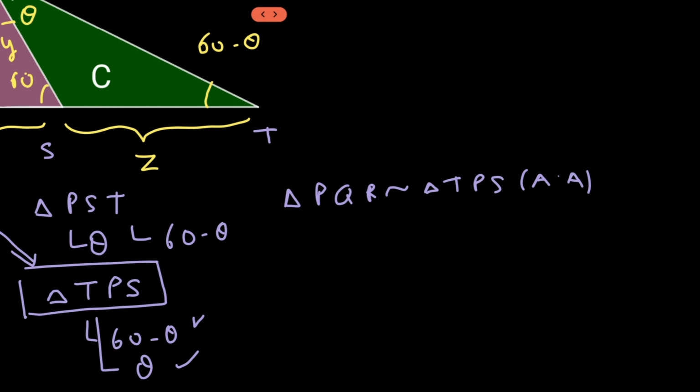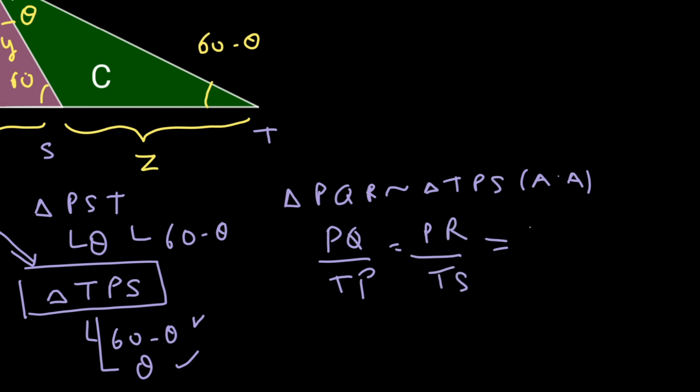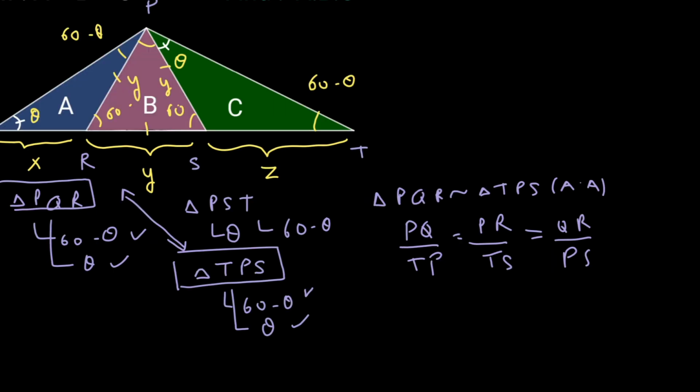Therefore the sides would be in proportion. So PQ upon TP would be equal to PR upon TS, which would be equal to QR upon PS. So here we have got the ratio. Now we can see that in the diagram we have taken some of these lengths as variables, like the length of ST we have taken as z, the length of SP is y. So let us fill that in over here.